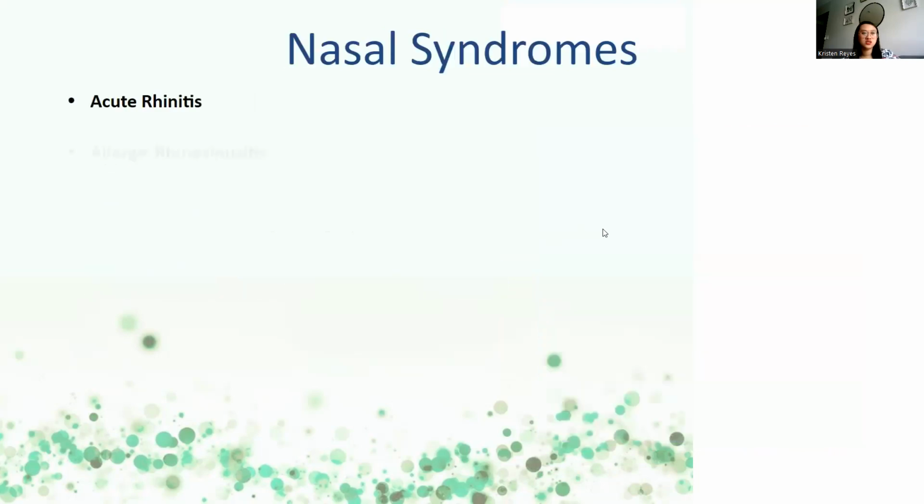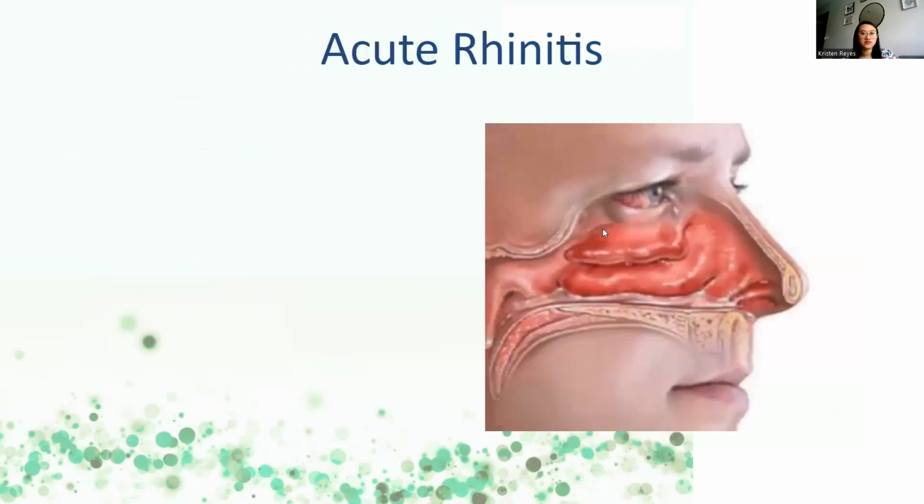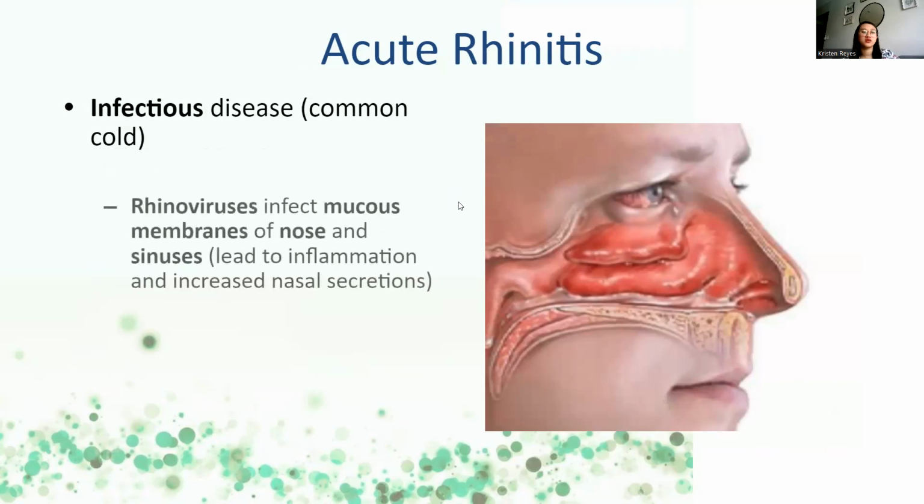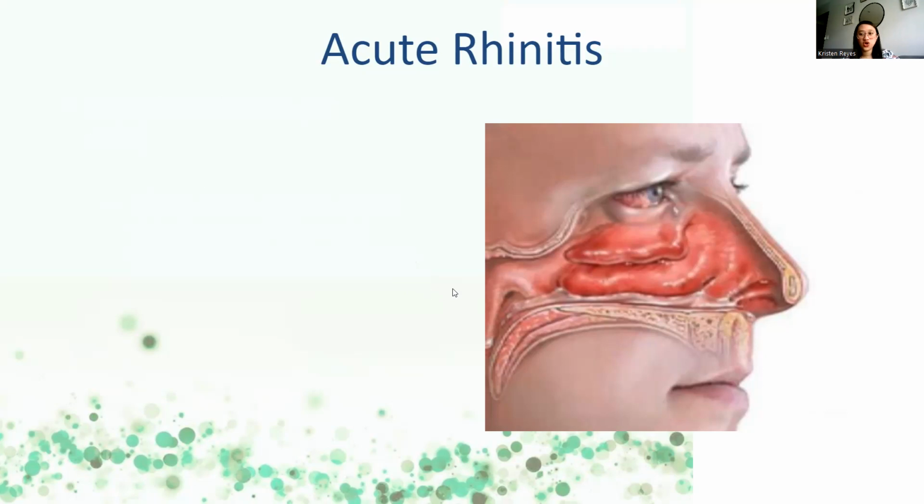For nasal syndromes, let's go through them one by one. Acute rhinitis, colds, the common cold. This is due to infection. The most common cause is viruses, specifically rhinoviruses. So, for example, your classmate has acute rhinitis and sneezed in front of you, and the droplet with the viruses entered your nose, of course you will have the infection as well. Rhinoviruses infect mucous membranes of the nose and sinuses. This leads to inflammation and increased nasal secretions, therefore rhinorrhea.